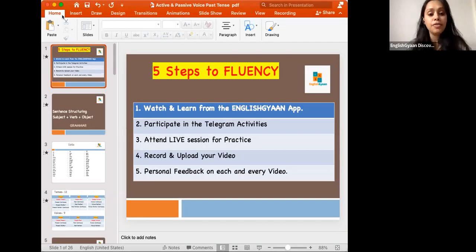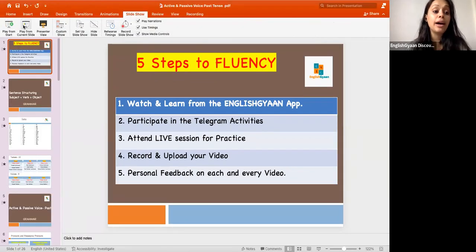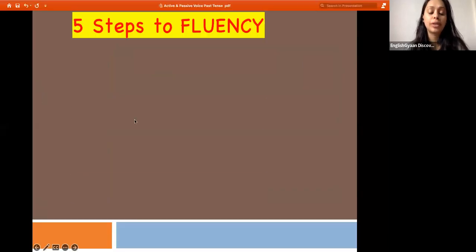It's very important for us to be aware of what is active and what is passive. Of course, you can use active and passive as per your comfort zone. If you're comfortable using active, you can go ahead with that. If you're comfortable using passive, you can go ahead with that. It's absolutely your call, but we should be aware of what is active and what is passive.